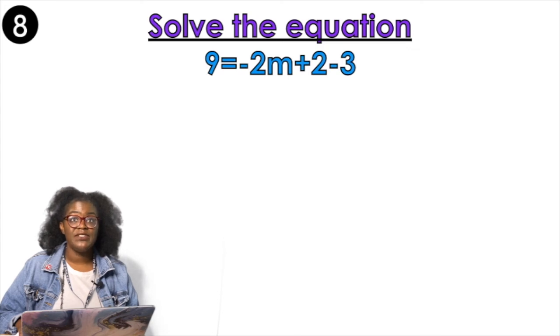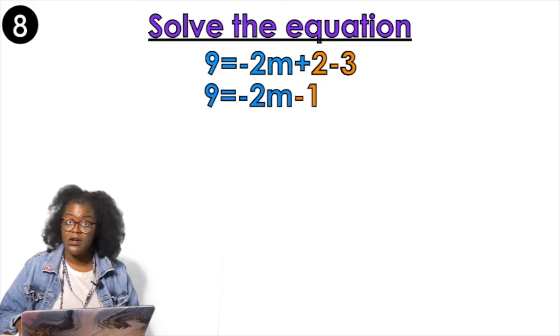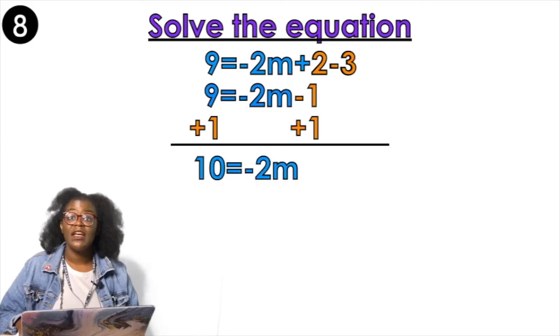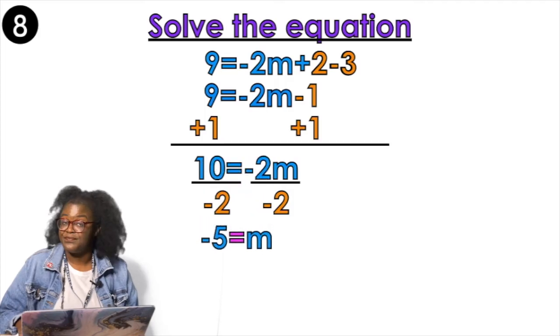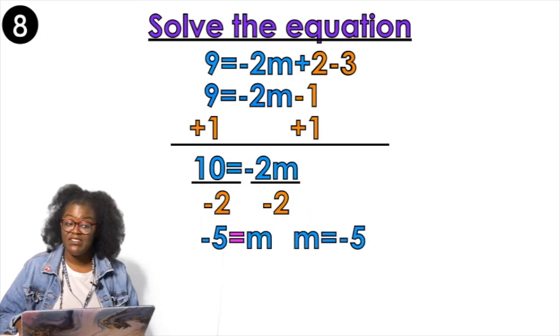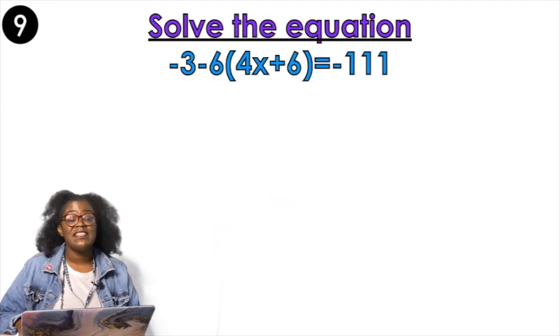9 equals negative 2m plus 2 minus 3. Combine your like terms. Move the constant. Divide by the coefficient. It really is that easy. Okay, so now let's combine both skills.